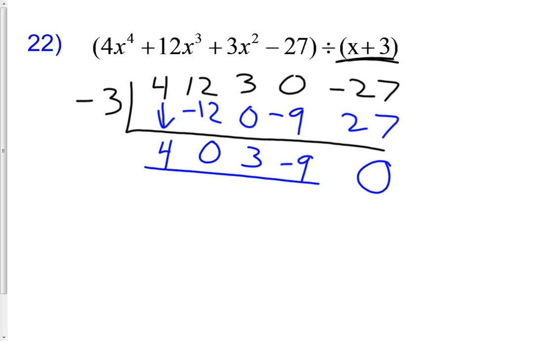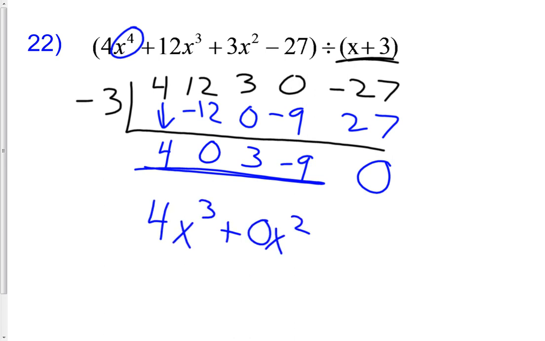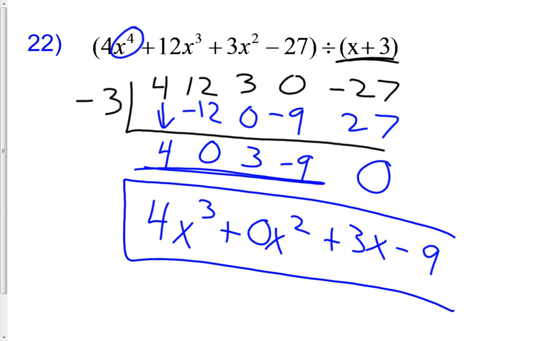So these are our coefficients from 1 power down of x to the fourth. So 4x to the third plus 0x squared. You wouldn't even have to write that if you didn't want to. Plus 3x minus 9. There is question number 22.